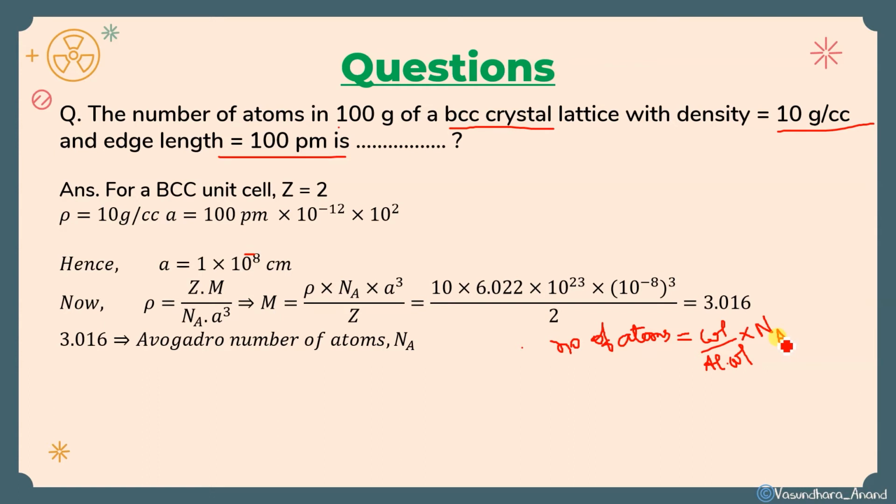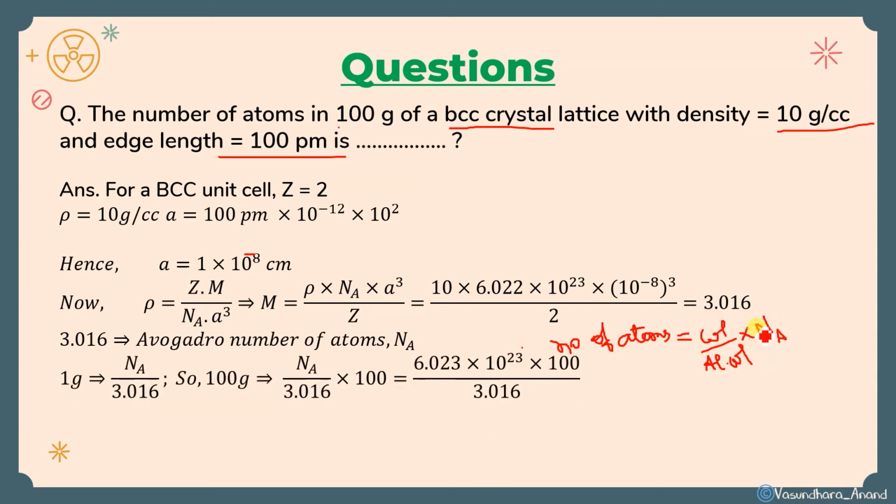Okay. So this is the formula: number of atoms is equal to weight upon atomic weight into Avogadro number. What you are supposed to do in 100 gram is just put this 100 gram. You can find the number of atoms over here: 100 upon atomic weight, you got this 3.016, into Avogadro number. You just put it, you will get this answer.